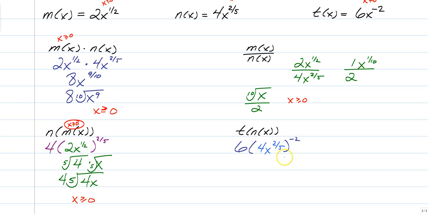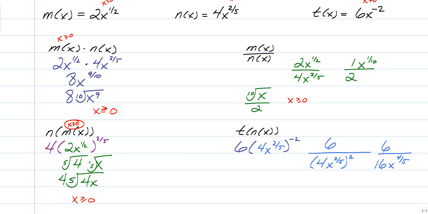This negative means it's going down into the denominator. So we have 6 over 4x to the 2/5 squared. So that's going to give us 6 over 16x to the 4/5.